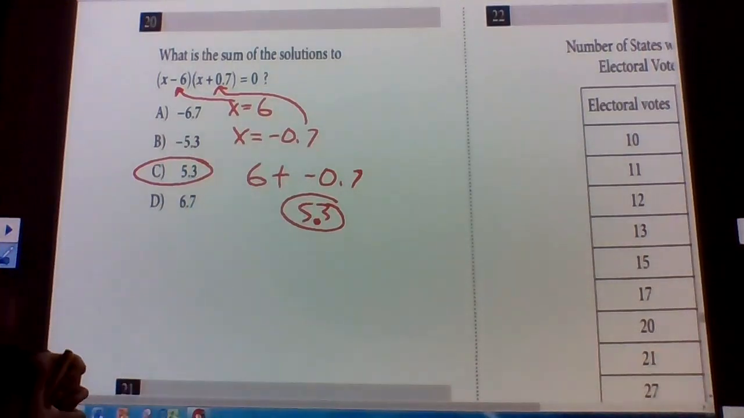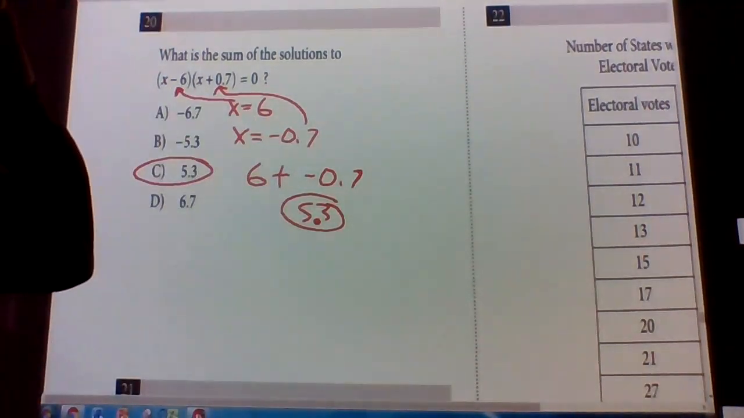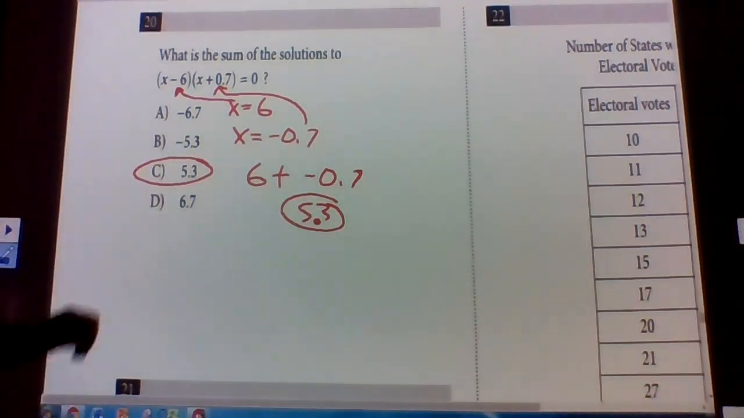Again, you could graph it and then find the zeros like we did. Either way is good.